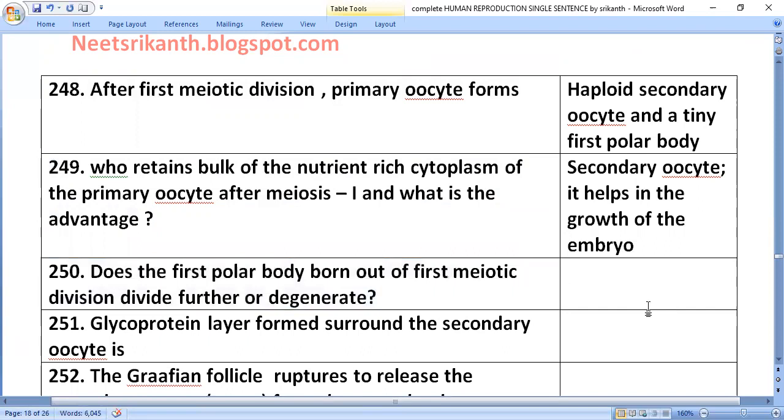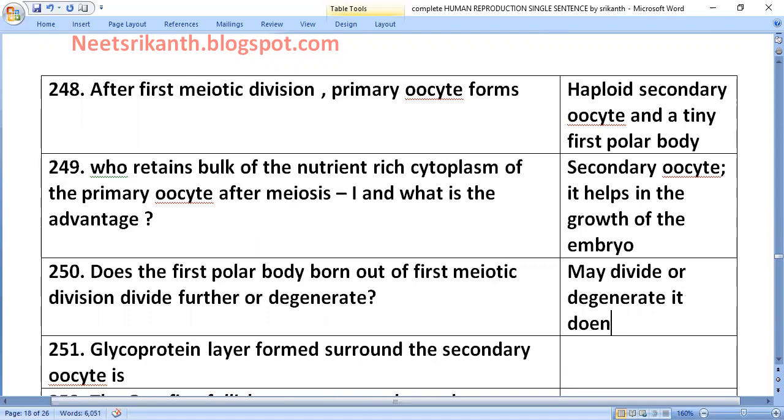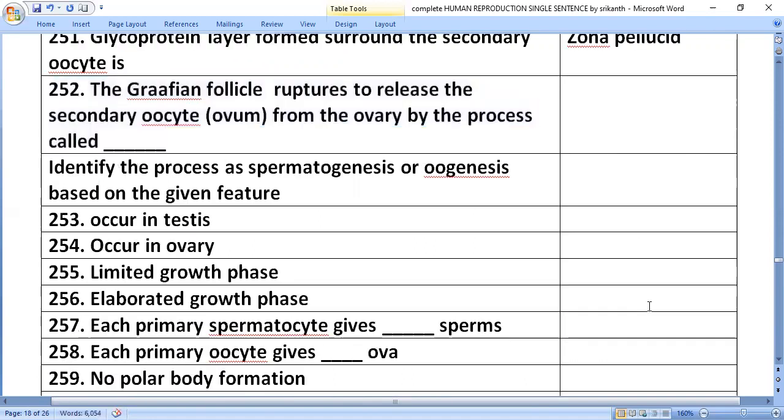Does the first polar body born out of the first meiotic division divide further or degenerate? It may divide or degenerate; it doesn't matter. The glycoprotein layer surrounding the secondary oocyte is the zona pellucida. The Graafian follicle ruptures to release the secondary oocyte from the ovary by the process called ovulation.